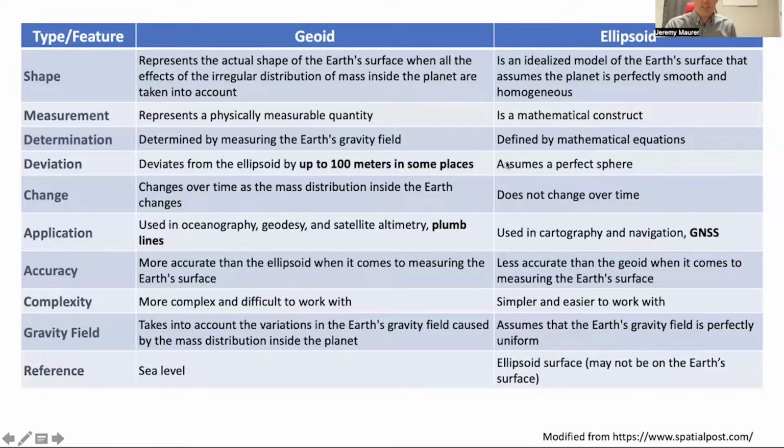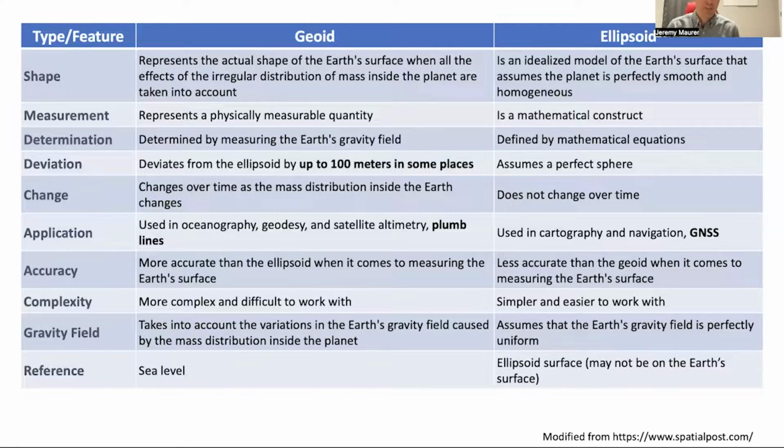And this here on the ellipsoid says assumes a perfect sphere. That should actually be assumes a perfect ellipsoid, a perfect ellipsoidal shape, not a sphere. The geoid will change over time if the mass distribution in the Earth changes, whereas the ellipsoid doesn't necessarily change over time.